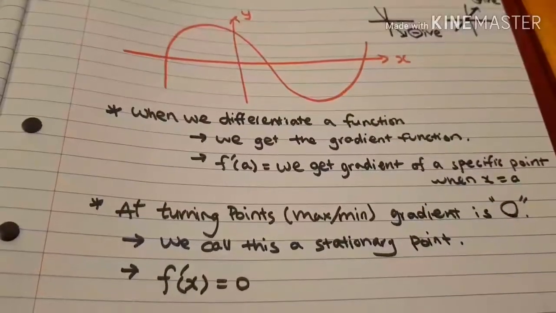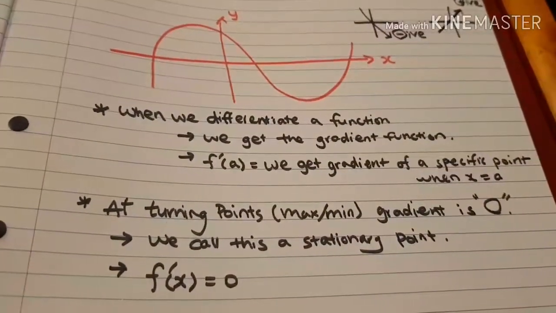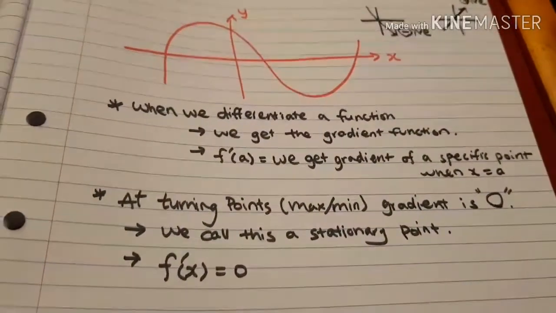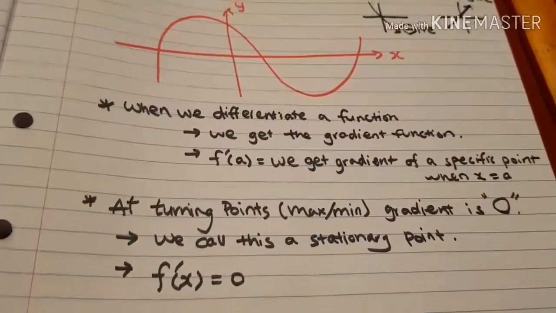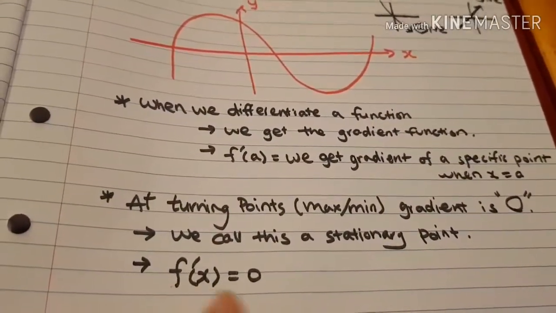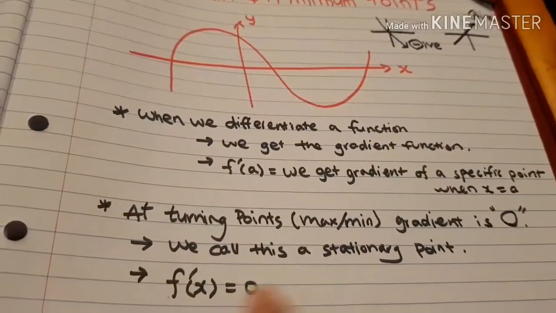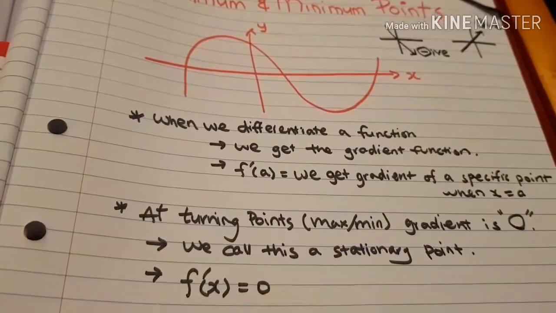So we can add this to our note. At a turning point, when it's maximum or minimum, the gradient is 0. We call this a stationary point. And notation-wise, if I differentiate the function and it's 0, then it's a stationary point, meaning the gradient is 0, right?